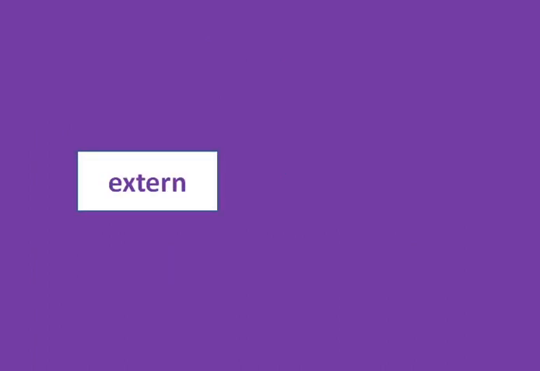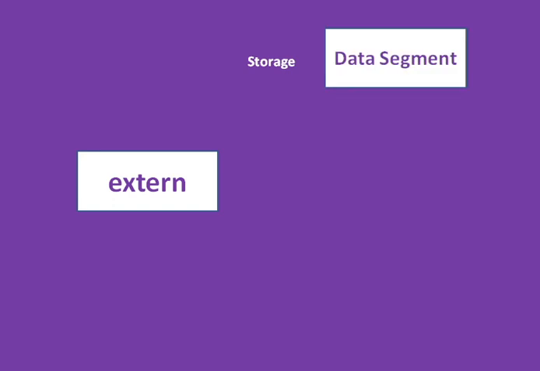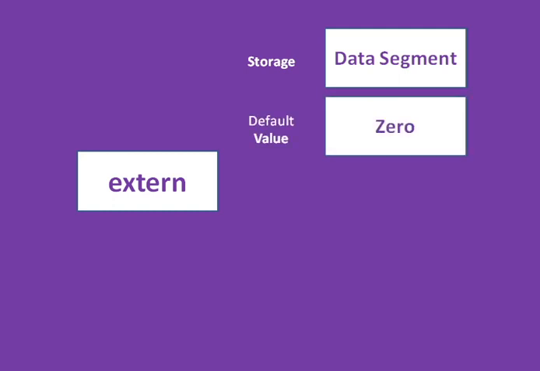Next we will understand the extern storage class, which we also call the external storage class. In the external storage class, the value of the variable is stored in the data segment. In the automatic storage class it is stored in the stack segment, but in the external storage class the value is stored in the data segment, and its default value is 0. Even if you do not assign any value to the variable and try to print it, you will get 0 as output.